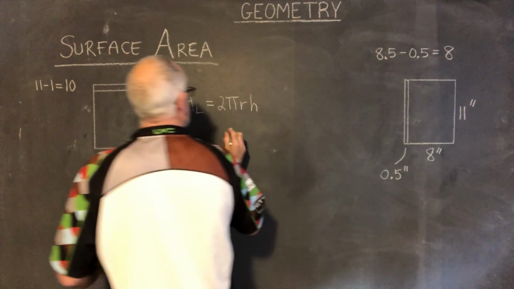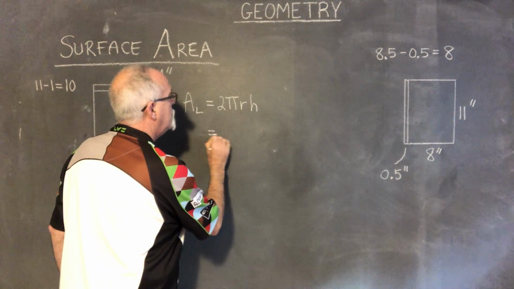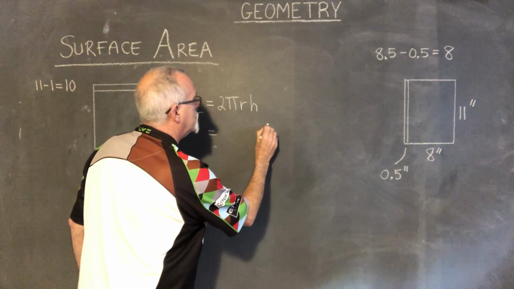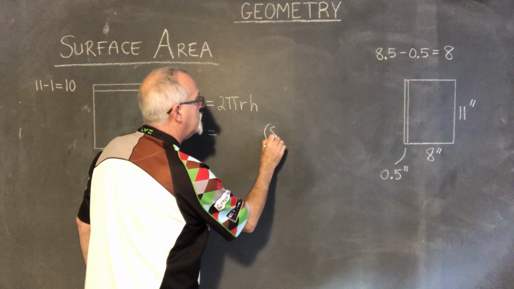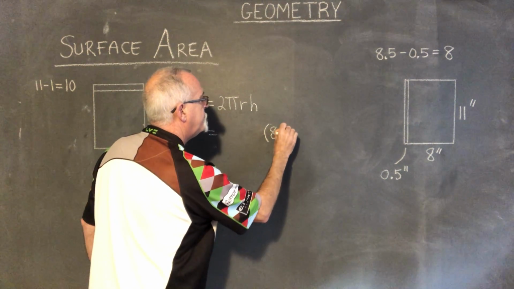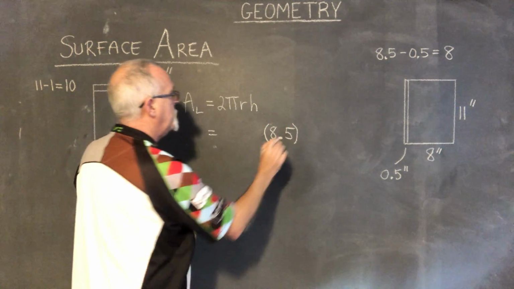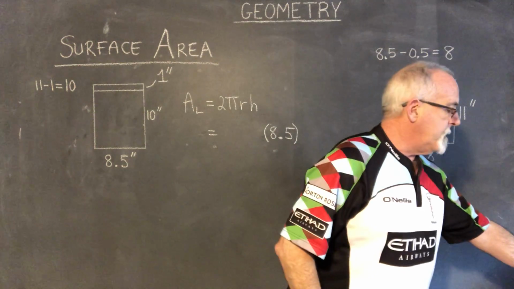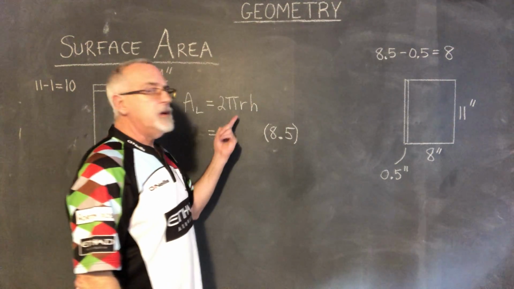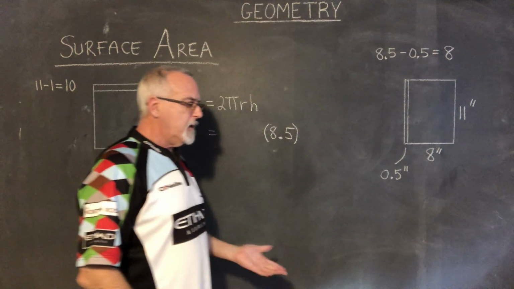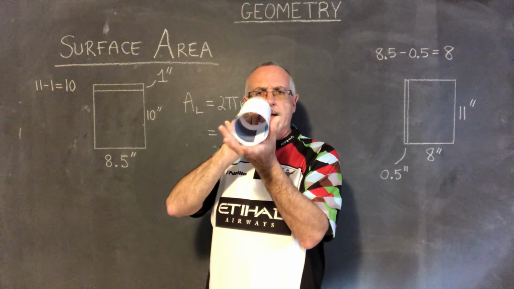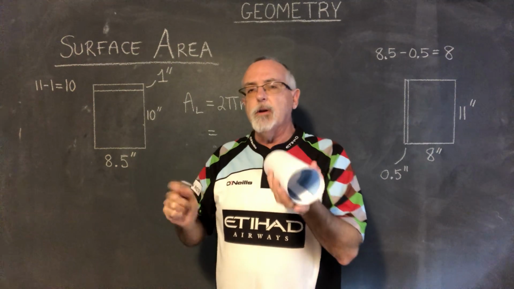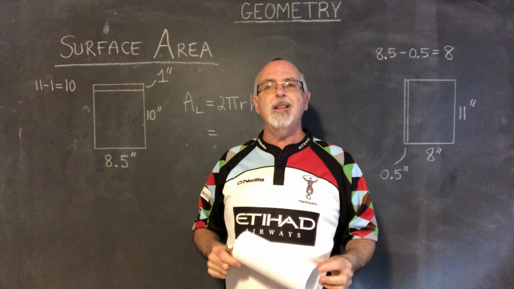So I'm going to start filling in the formula right away. Way over here where the H is going to go, I'm going to leave some room for all the 2 pi r stuff. I'm going to put the 8.5. That's my H. But wait, what about the radius? We don't know the radius. I could measure the radius. I could grab a ruler and try to measure across the diameter of this circle and figure out what the radius is. But I want to calculate the radius.